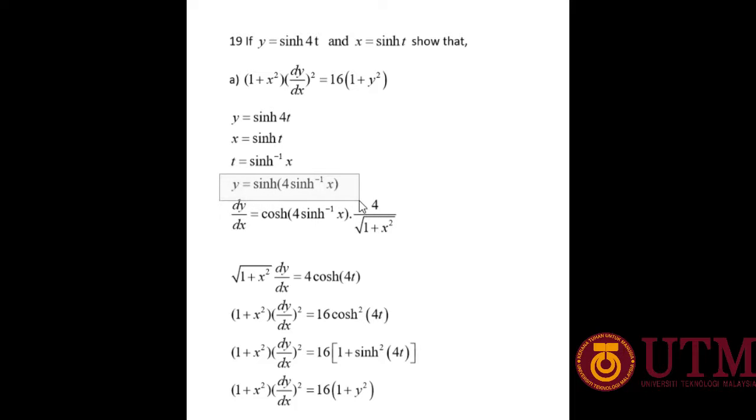You have to differentiate this whole equation, then you get dy over dx equals cos 4 arcsine x times 4 over square root of 1 minus x squared. Then arrange this equation until it becomes like this, like the question. Okay, that's all. Thank you.